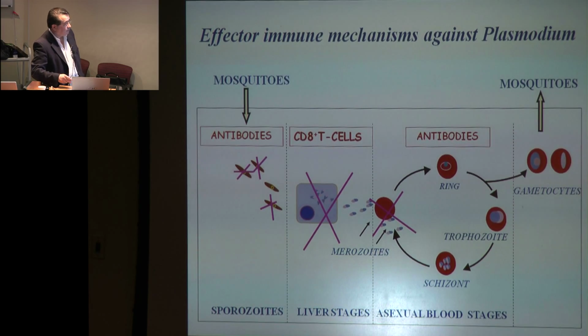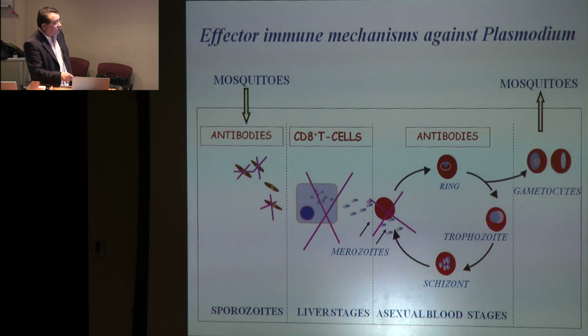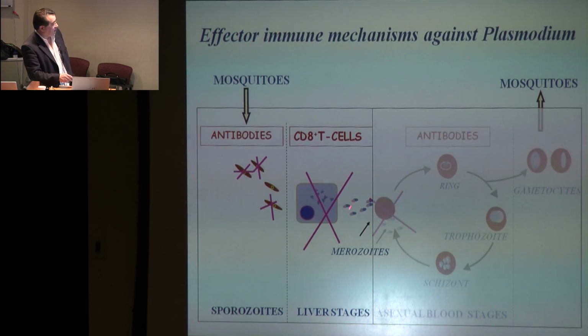After they leave the liver, they infect the red cells, and in this case, antibodies are the ones that seem to have a predominant protective effect if they are in enough quantity, as I said before, as they can inhibit the invasion and reinvasion cycles of merozoites into the bloodstream. I work on the pre-erythrocytic stages, and in particular on CD8 cells. That's what I'm going to talk about.